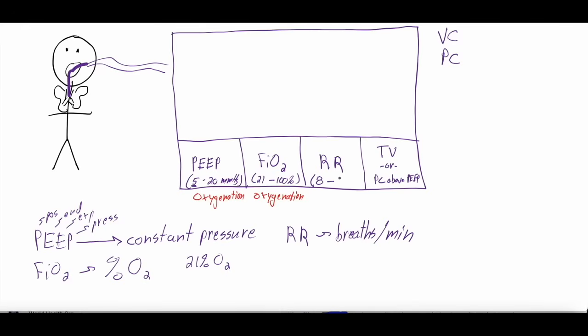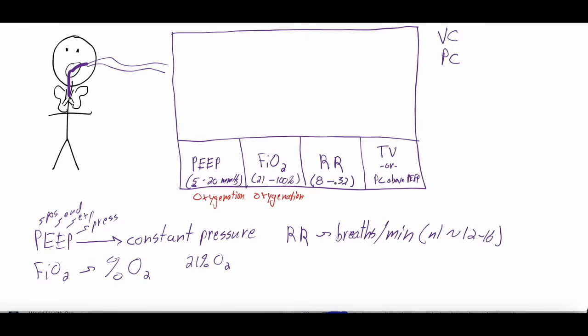And the respiratory rate can go as high, most people don't go above 32. Not to say you can't, but you probably shouldn't, because again, you start to get breath stacking things. 32 is very, very high. Normal, as we said, is somewhere about 12 to 16 breaths per minute. So you're controlling how many breaths the patient is getting per minute.